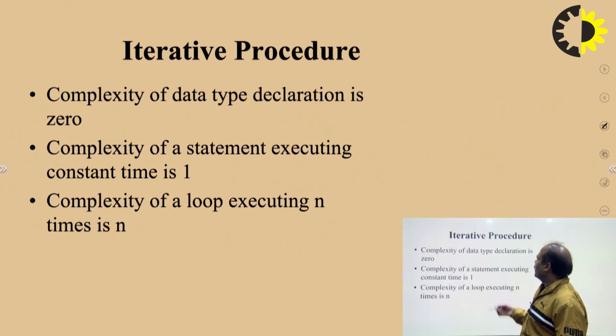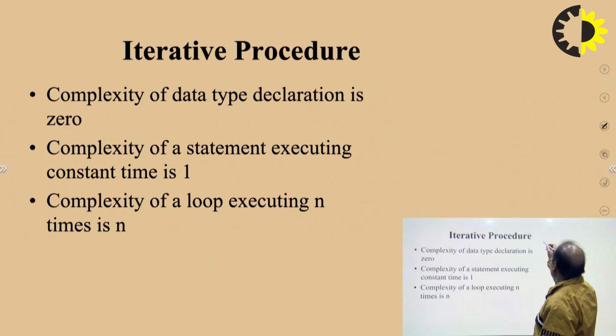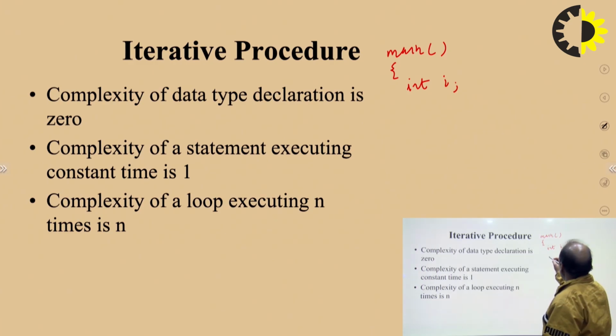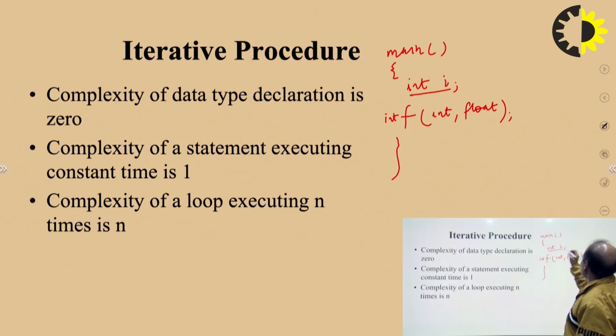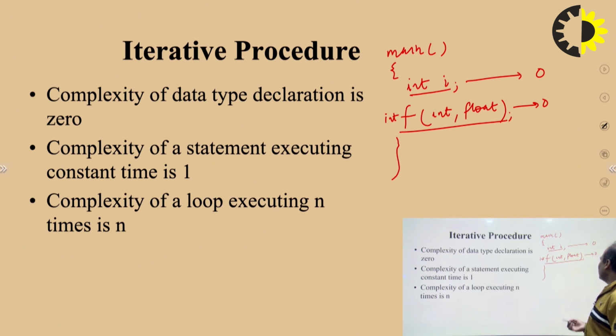The first rule: the complexity of a data type declaration is always 0. Why? If you have seen a C program, you start from main and write int i, and another declaration, say float f. When you run the program, the compiler does not spend time on these, so their time is always 0. In fact, the compiler is not reading it.